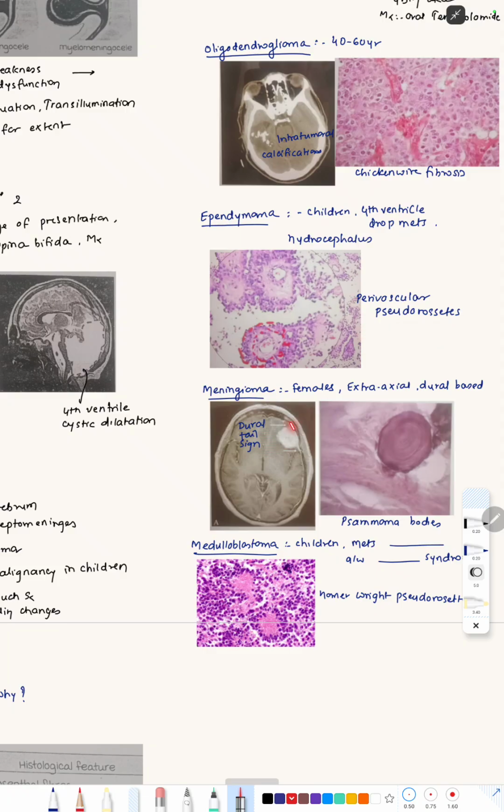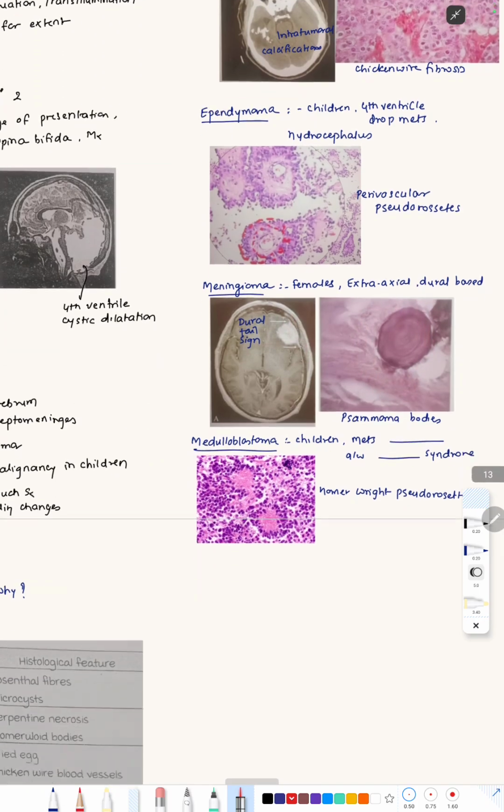In meningioma, it is attached to the dura mater, so it is generally found in females at around 50-60 years of age. It is extra-axial and dural based. Here the dural tail sign is seen and psammoma bodies are visible.